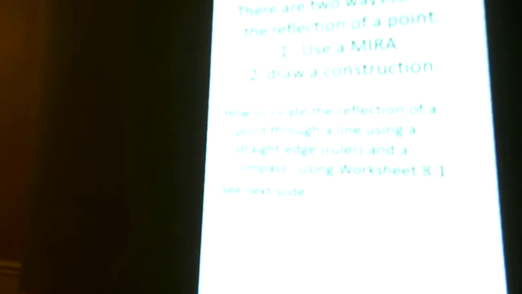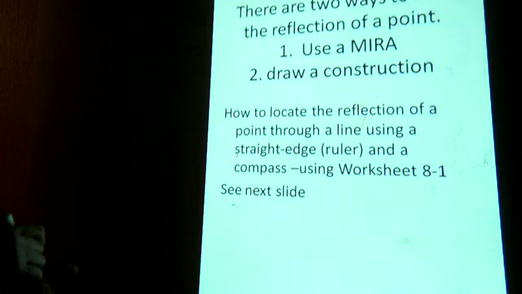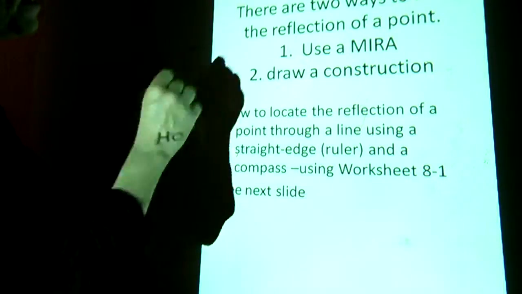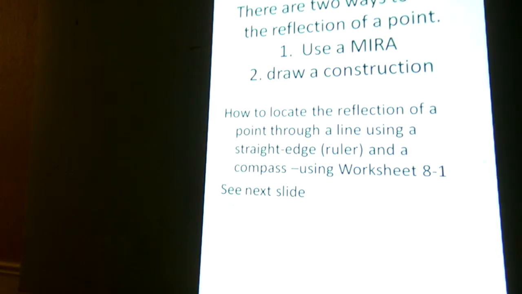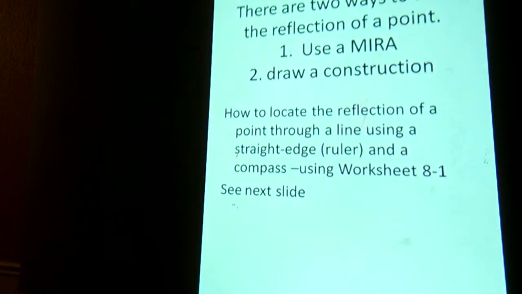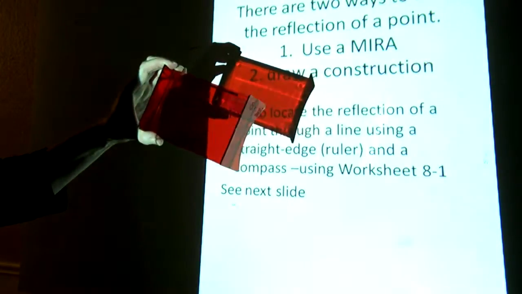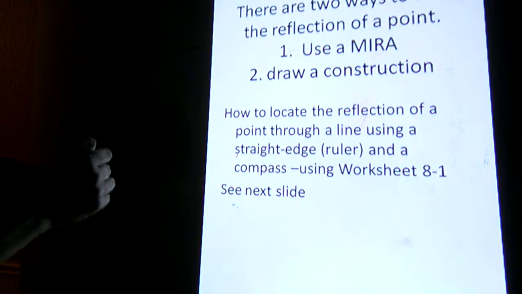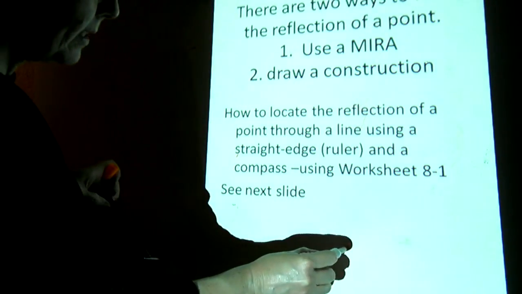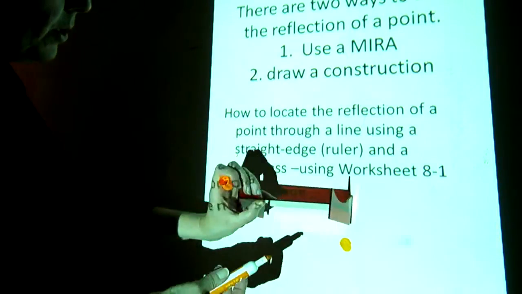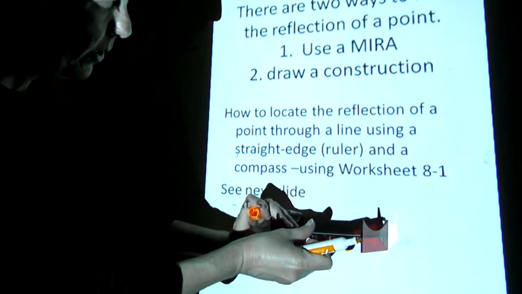So there are two ways to find the reflection of a point. One is to use a mirror, and that is one of these things. And what you could do is, it wouldn't work here, but if you had, say, a point here, you could put it here.